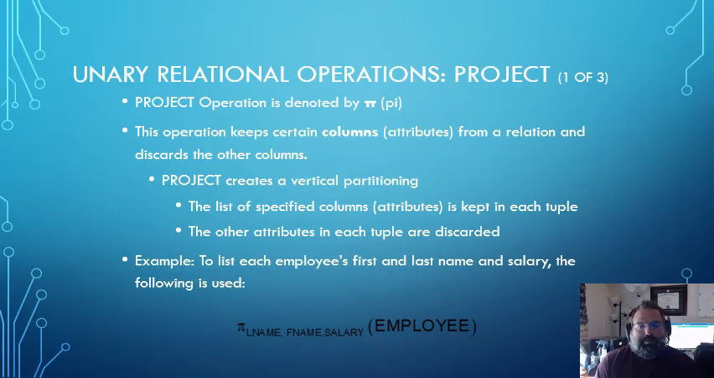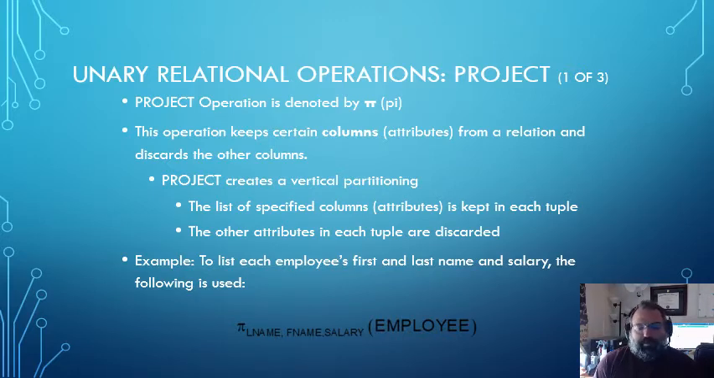Unary relational operations: projection is denoted by pi. This operation keeps certain columns or attributes from a relation and discards the other columns. A project creates a vertical partitioning.